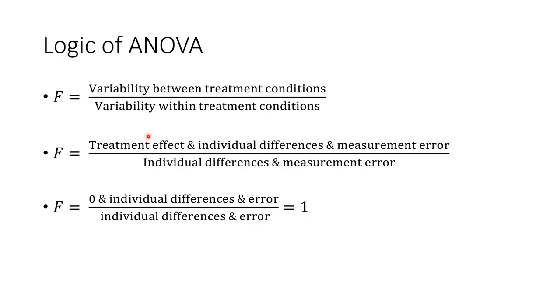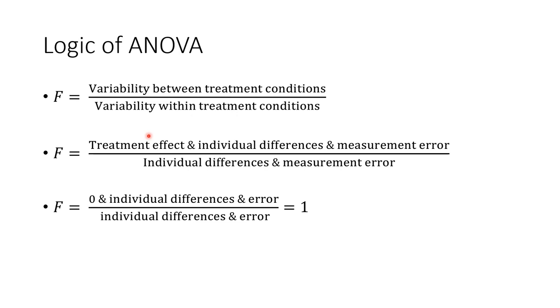So part of the variability between the different conditions is the fact that the groups are getting different treatments. That's the variability that we're interested in. We want to know how large is the difference between the groups, because we want to know how more or less effective one treatment is than another.